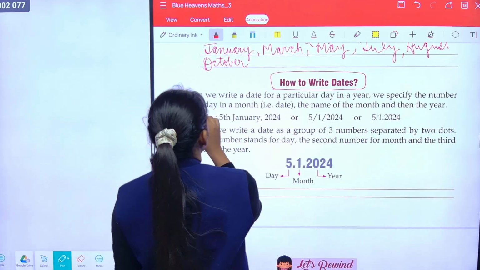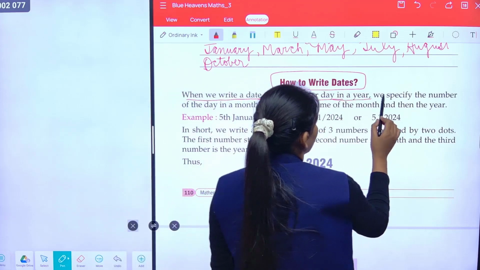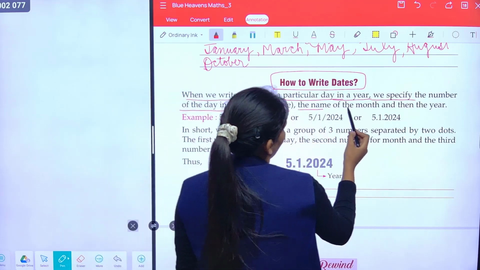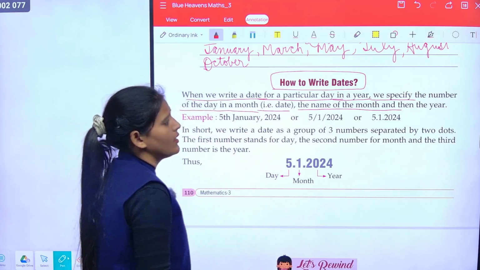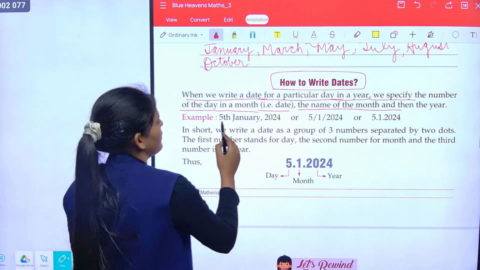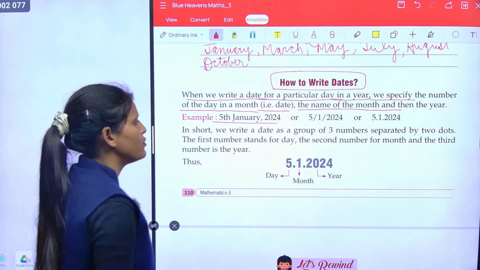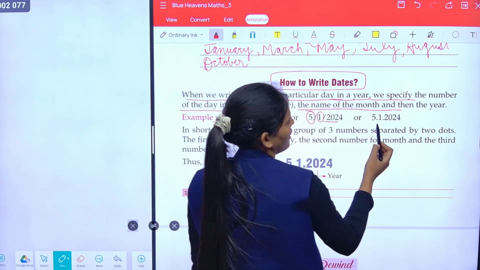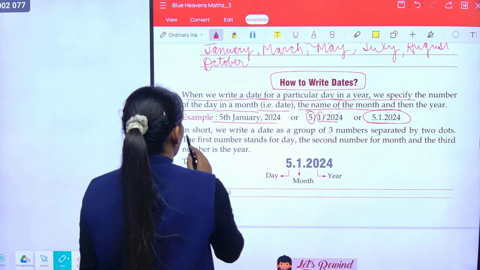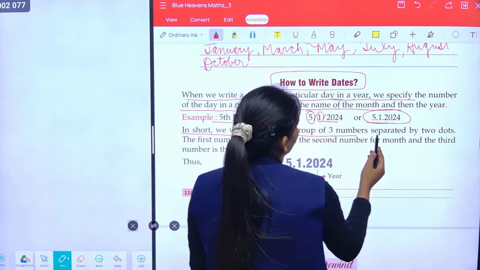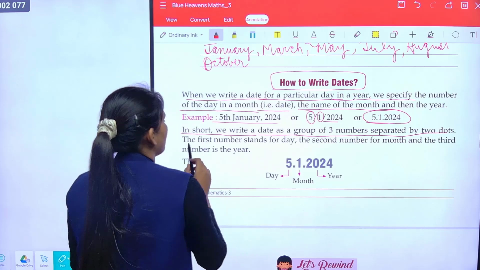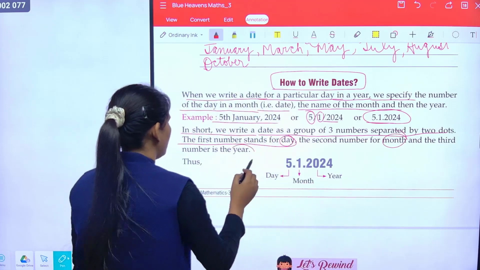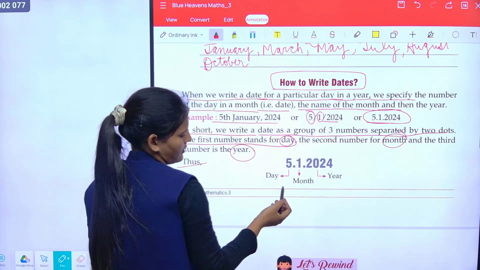How to write dates? When we write a date for a particular day in a year, we specify the number of the date in a month, that is date, the name of the month, and then the year. Example, 5th January 2024. Or we can write in short form, as a group of 3 numbers separated by 2 dots. The first number stands for day, second for the month, third number for the year. Thus, day, month and year.